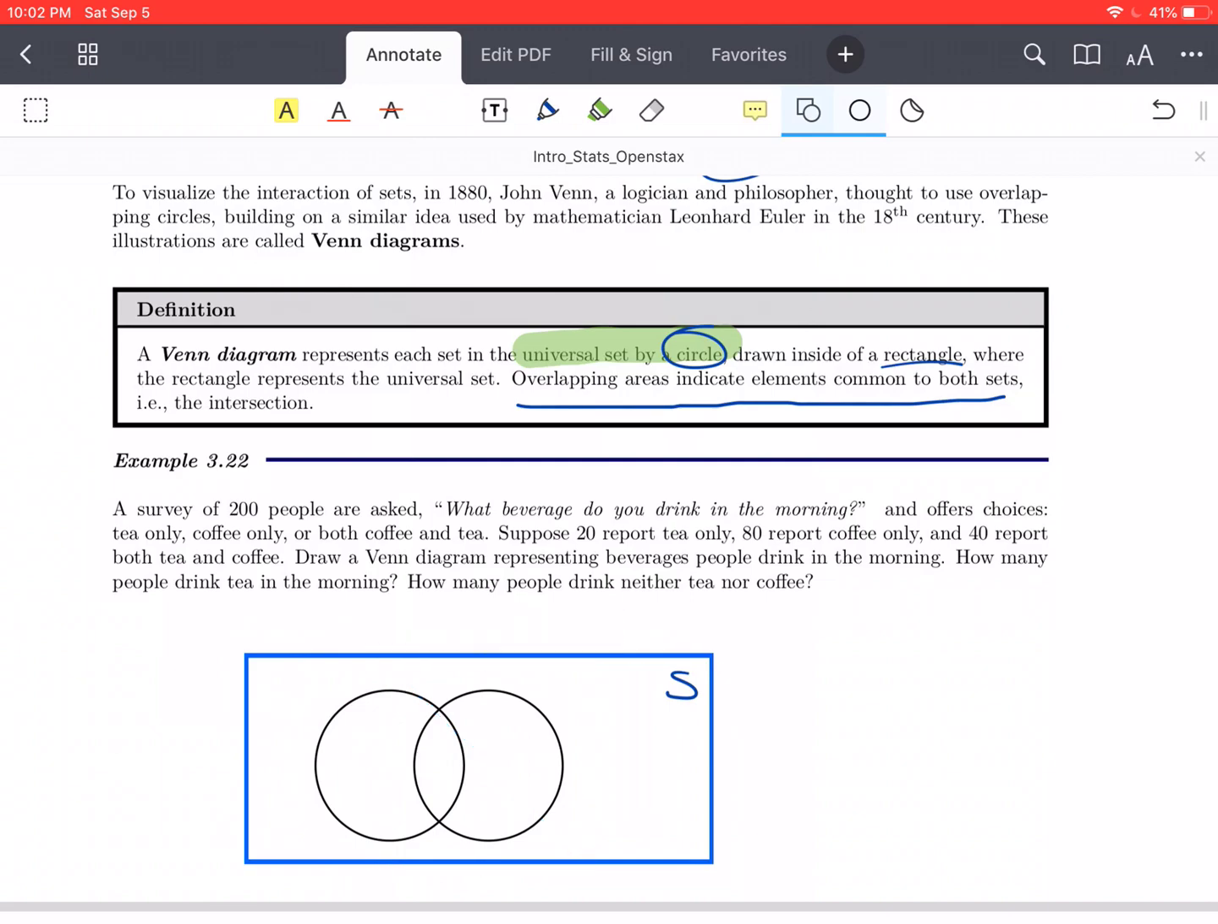Okay, so a survey of 200 people are asked, what beverage do you drink in the morning? And offers choices tea only, coffee only, or both coffee and tea. Suppose 20 report tea only, 80 report coffee only, and 40 report both tea and coffee. Okay, and we asked 200 people. Draw a Venn diagram representing beverages people drink in the morning. How many people drink tea in the morning? How many people drink neither tea nor coffee?